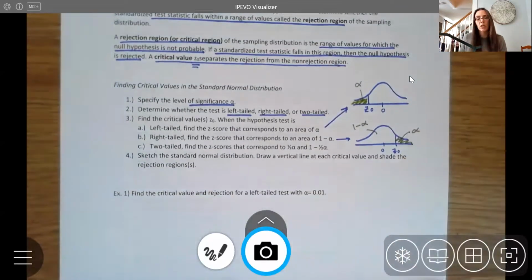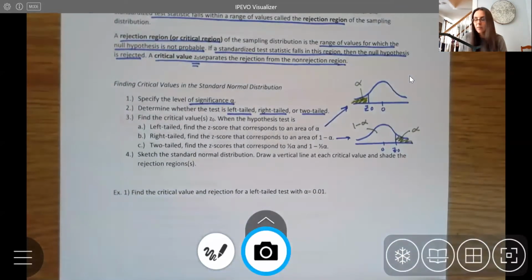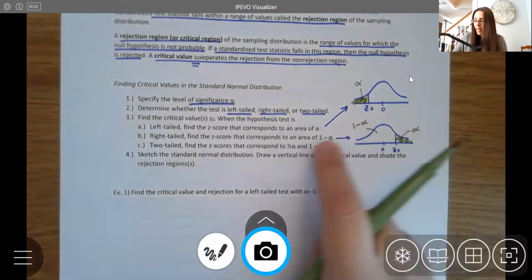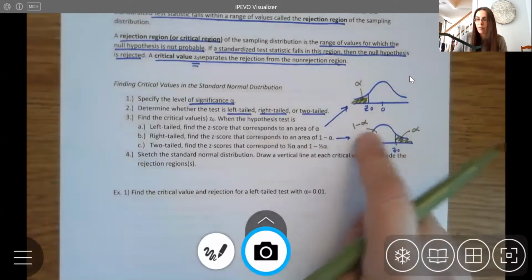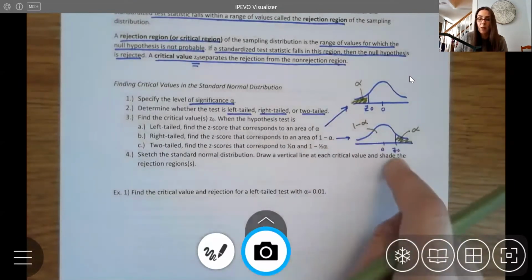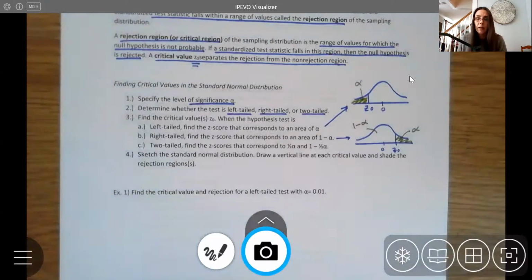It just depends on what you're using. If you're using technology, then it doesn't so much matter where your alpha is. But if you're using the textbook, remember that in the table, you would need to look for the area on the left to find that cutoff value. So that's why it says 1 minus alpha, because the area to the left is how you find that cutoff value. If you're using the table, or even if you're using inverse norm or something like that, right?